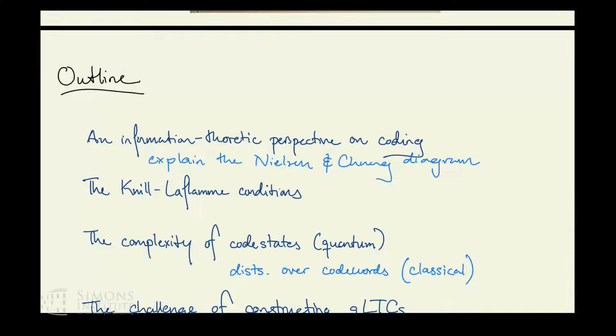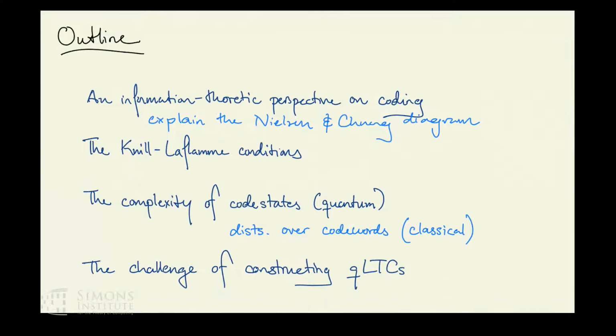Okay. So what's my outline for today? The primary goal is to explain the Nielsen-Chuang diagram. That's what I want to get to. If I get that, I'll be happy. Then I'll try to say a little bit about what are called the Knill-Laflamme conditions, which are a mathematical way of capturing what it means to be an information-theoretic error correcting code. And then we might talk about the complexity of code states and some QLTC stuff, but possibly.